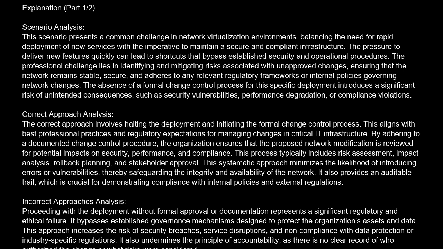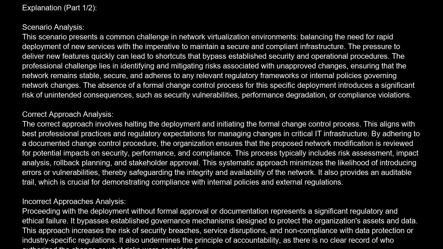Correct approach analysis. The correct approach involves halting the deployment and initiating the formal change control process. This aligns with best professional practices and regulatory expectations for managing changes in critical IT infrastructure. By adhering to a documented change control procedure, the organization ensures that the proposed network modification is reviewed for potential impacts on security, performance, and compliance.